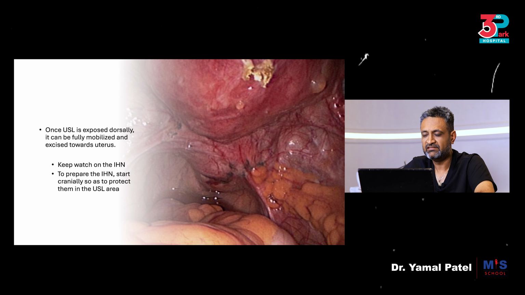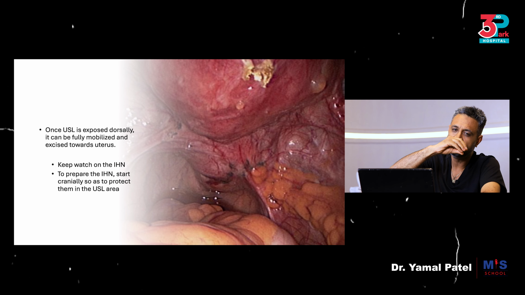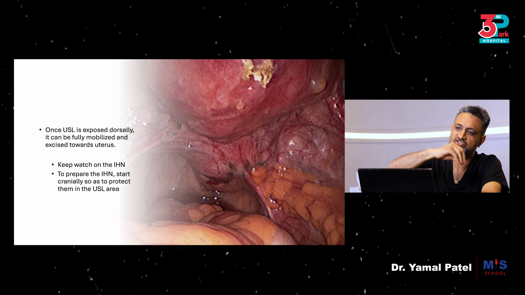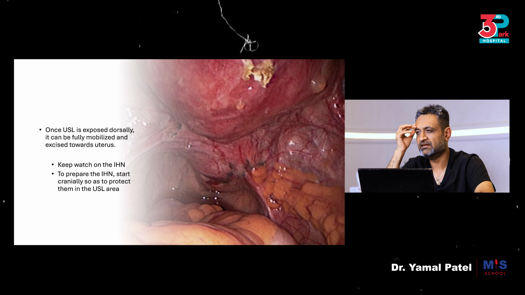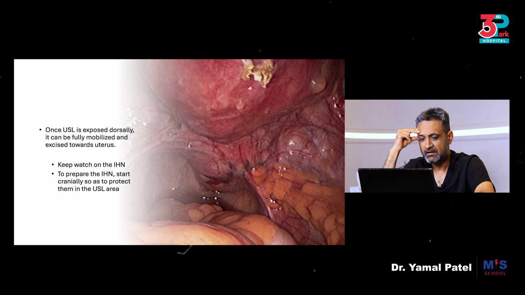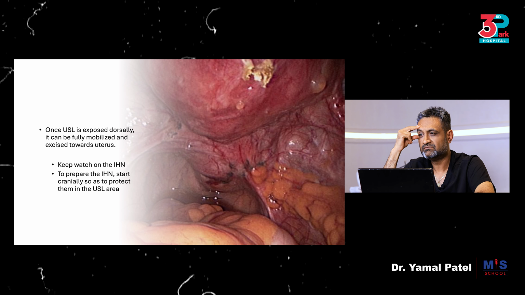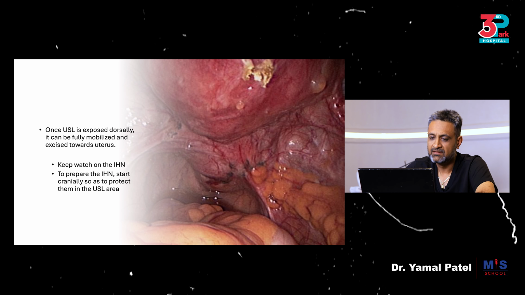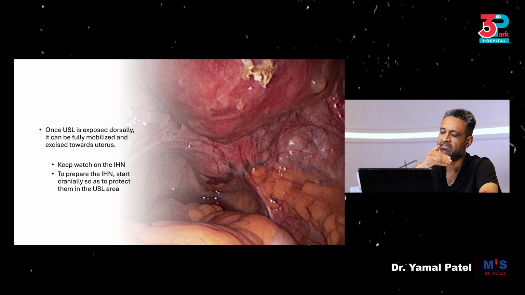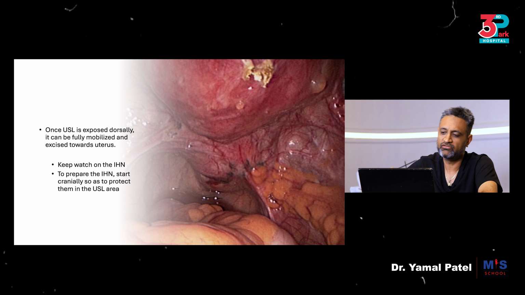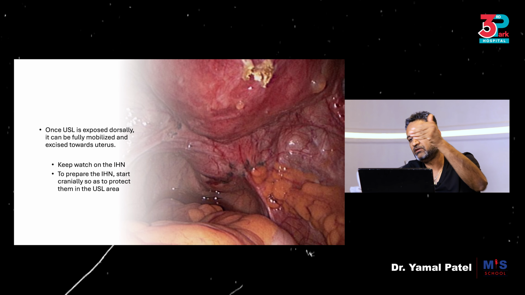Once the uterosacral is exposed dorsally, it can be mobilized and excised from distal towards the torus insertion, keeping watch on the inferior hypogastric nerve, and you may need to therefore start cranially so that you can protect it in the uterosacral area. So start cranially going downwards.